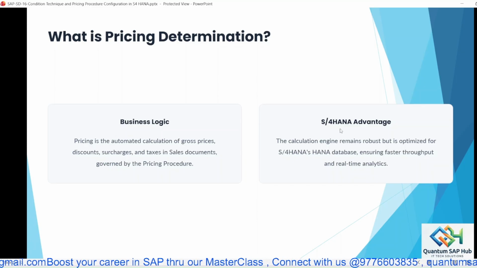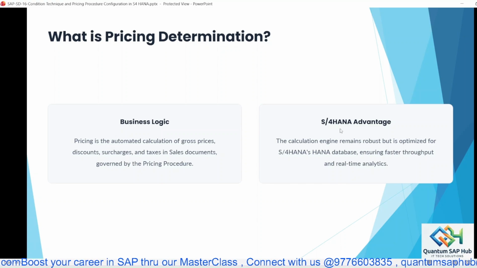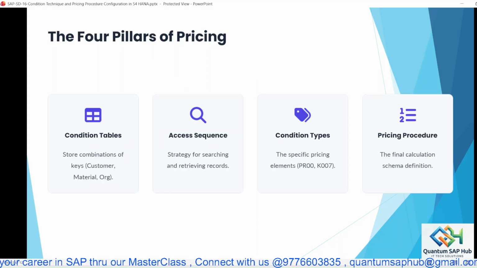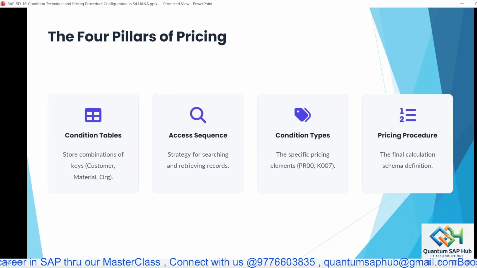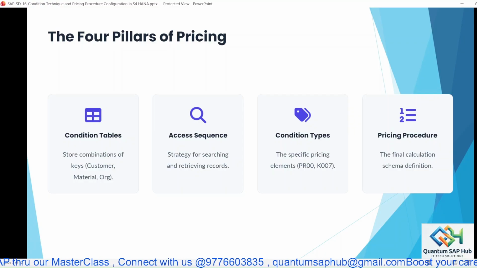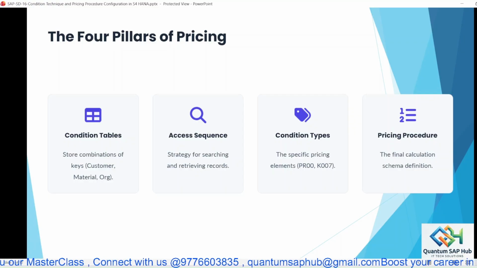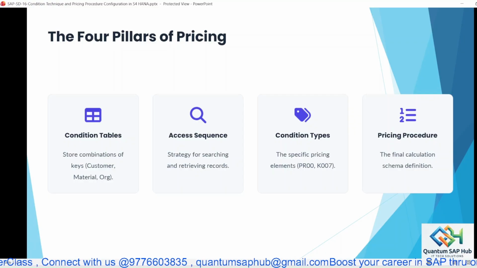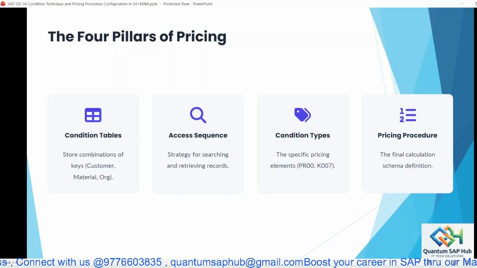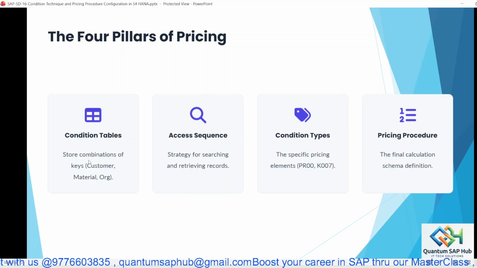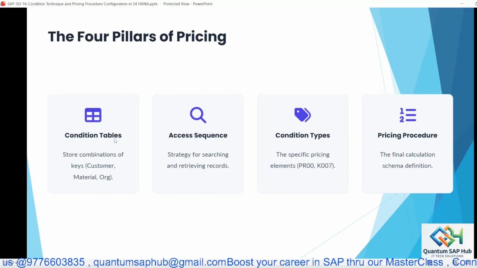faster throughput and analytics. So basically on S/4HANA, the pricing procedure has been enhanced in comparison to ECC. Just to summarize, two additional columns have been introduced: one is relevant for account determination, and another is for access. We'll come to those points later on in the latter part of this discussion.